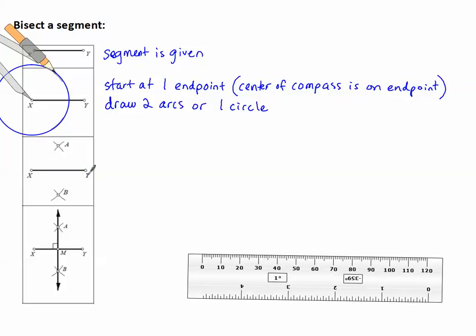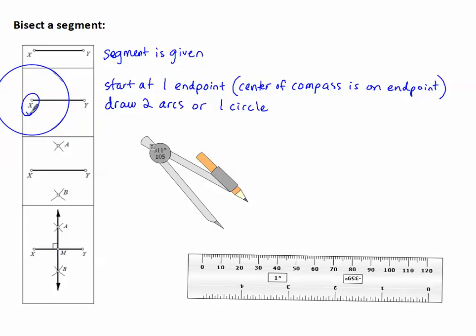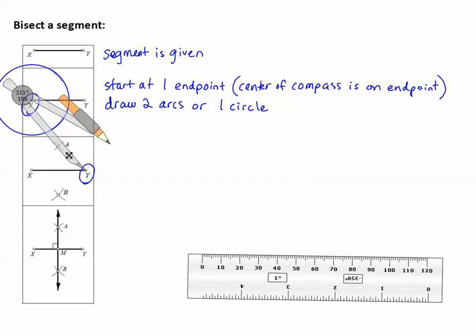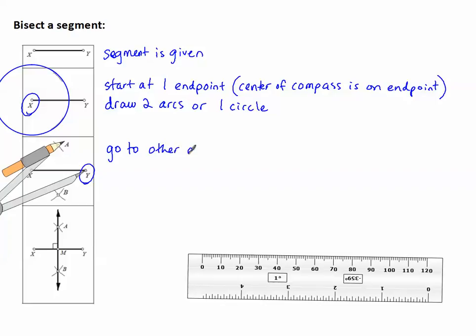Next picture, we go to the other endpoint. So on this one, we started at one endpoint. On the other picture, we're going to start at the other endpoint. So without changing how my compass looks, meaning how wide it's open, how wide the radius is, it's called a radius, we're going to draw either two more arcs that intersect the first ones or another circle. So what are we doing? We go to the other endpoint and we draw two arcs or again one circle.